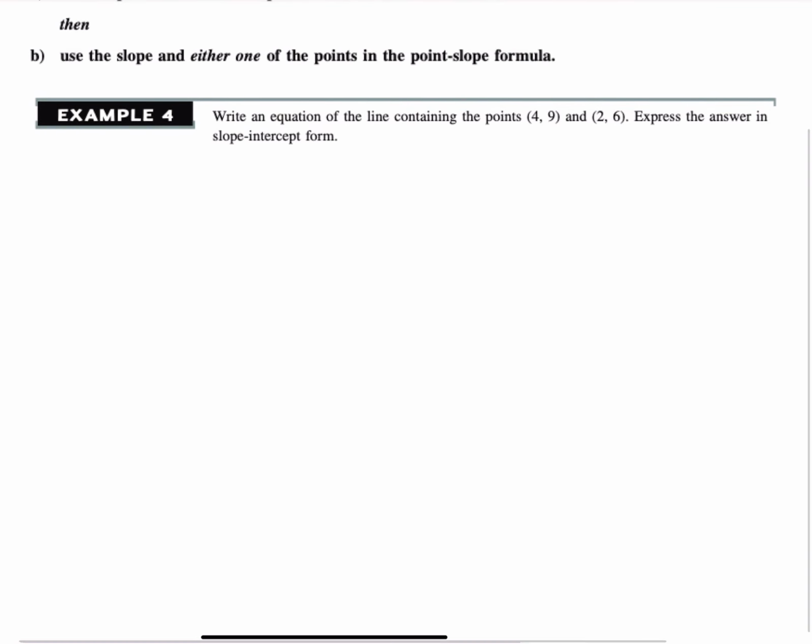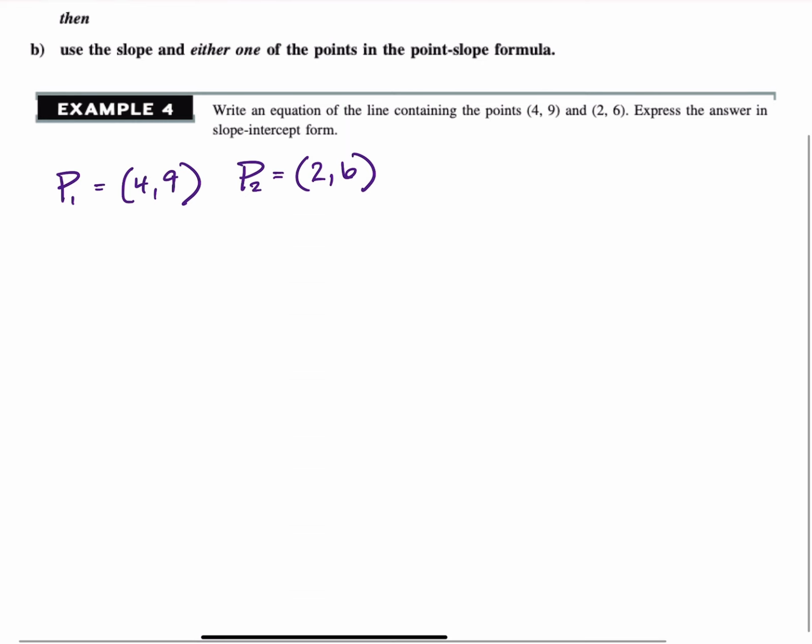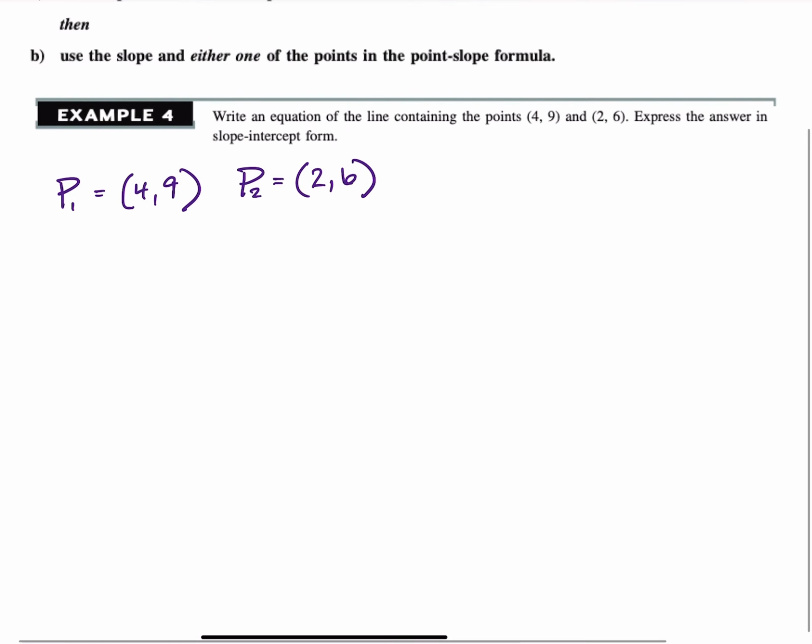So here we need the equation of a line given these two points. Our first point, I'll just call it P1, is (4, 9). And our second point, we'll call P2, is (2, 6). So first, let's find the slope between these two points. We'll call that step 1. So find slope between the two points.